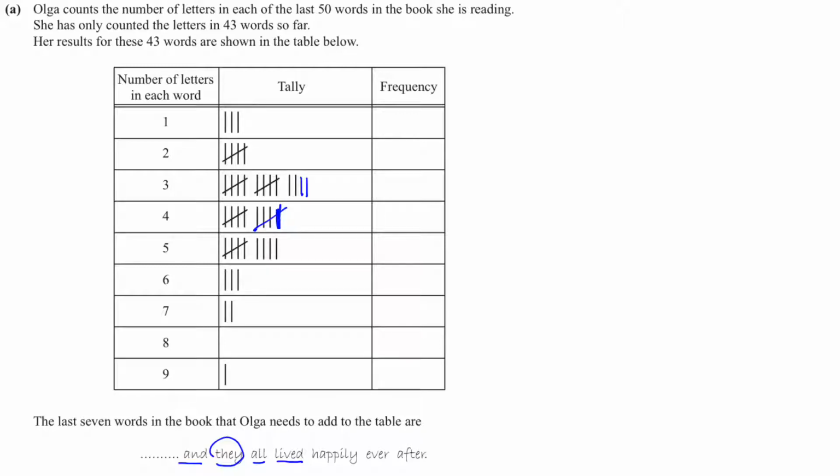So again, 1 we cancel here, 1 we put. "Happily" is a 7-letter word, so we write it here.